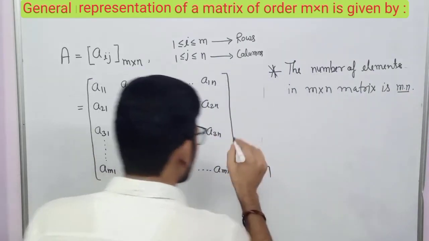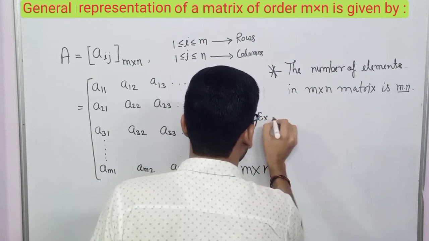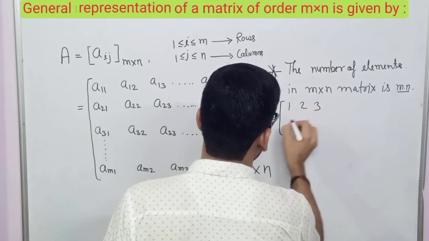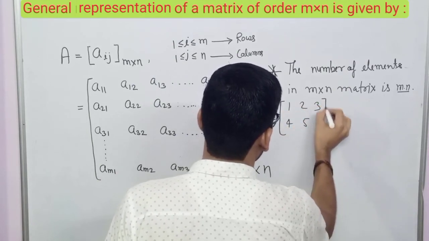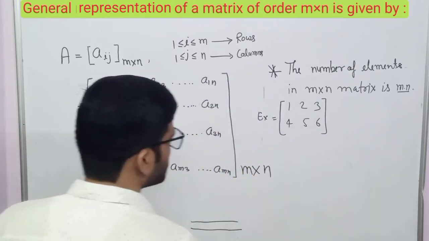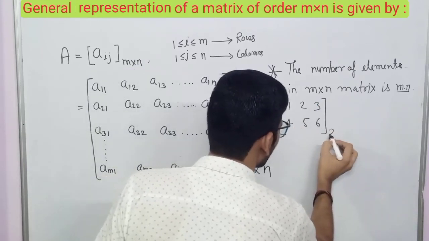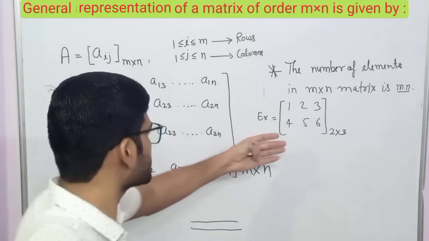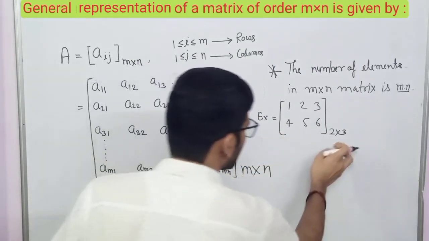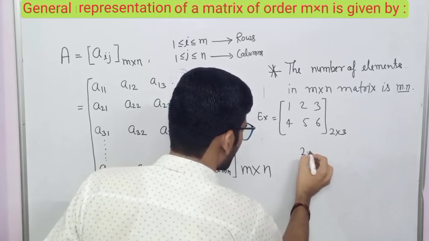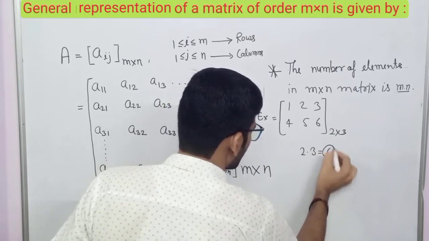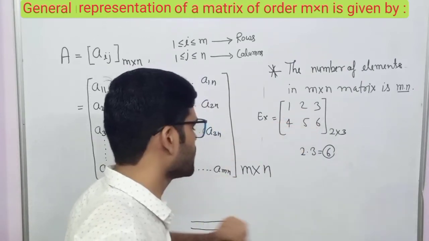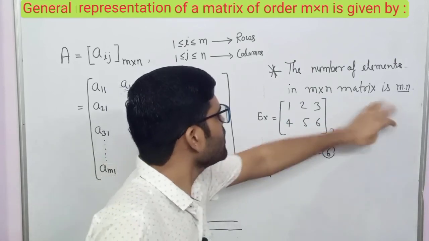This means that if you write here an example, here we write a random matrix, that is 1 2 3 4 5 6. Okay, and the order of the matrix is how many rows? 2 cross how many columns? 3. So the number of elements in this matrix is mn, that is 2 into 3, equal to 6. So how many elements? Count 1 2 3 4 5 6. So this is the formula.